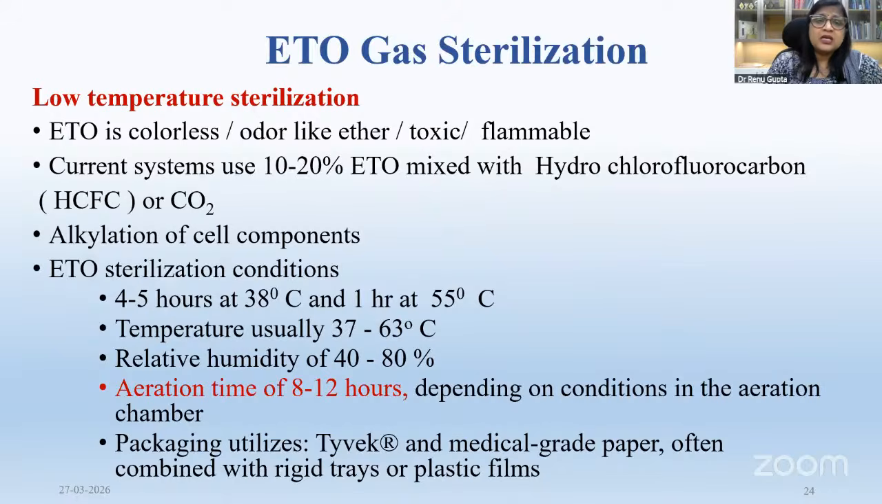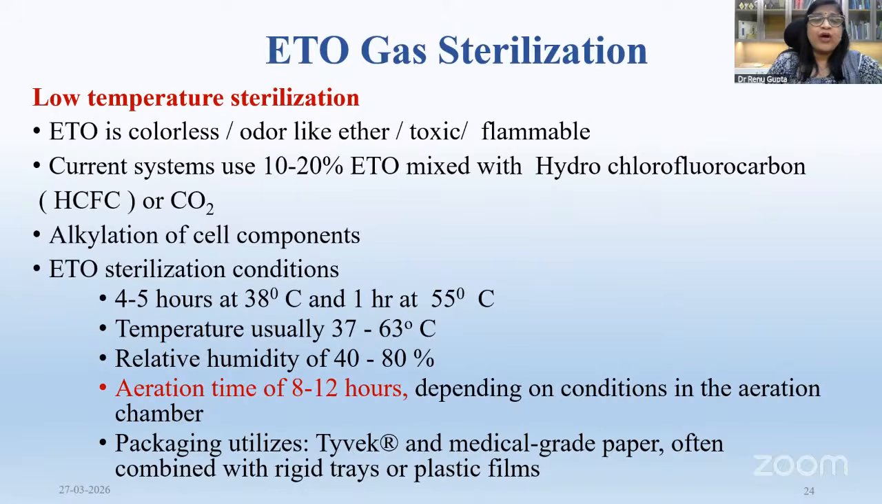Ethylene oxide is a colorless, odorless gas, but it is very, very flammable and toxic. So the two disadvantages are flammable and toxic. It is a very toxic gas. And current ETO sterilizers are using 10 to 20% ETO mixed with hydrochlorofluorocarbons or carbon dioxide. It brings about the killing of microorganisms by alkylation. So as I told you, it is a cold sterilization.